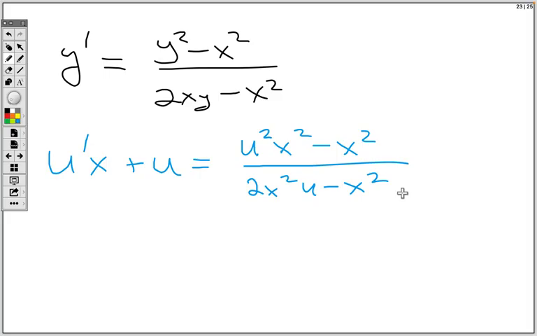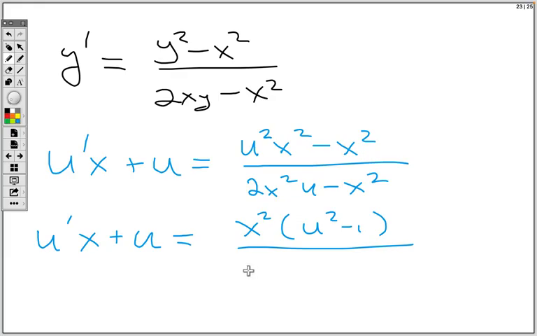And sure enough, on the right-hand side, all of the x's are going to cancel out. That's how you know things are working. All the x's on the right-hand side should cancel out, because it's supposed to be a function of degree 0. So you can see all that happening here. 2u minus 1. There we go.